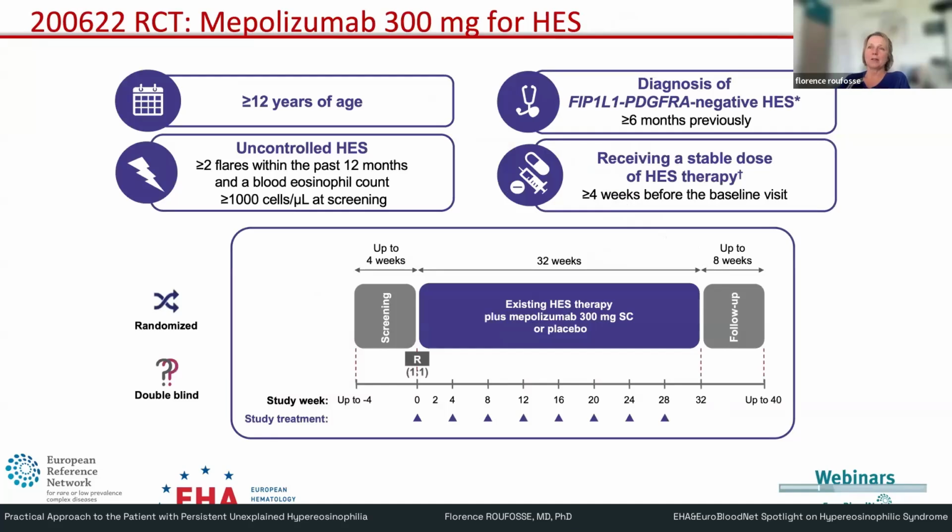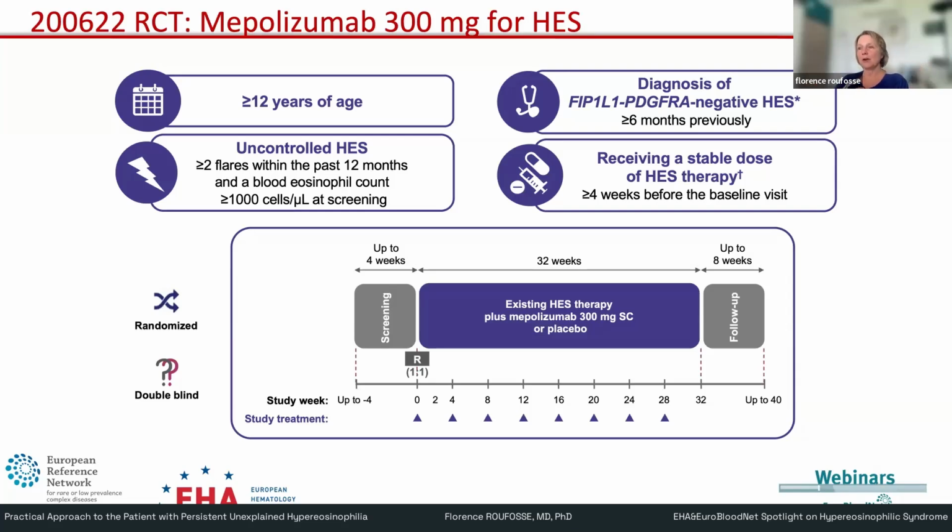So the only drug that has been approved so far that targets eosinophils for hypereosinophilic syndrome is mepolizumab. Mepolizumab is one of those anti-IL-5 monoclonal antibodies, and it was tested recently in a randomized clinical trial. This clinical trial enrolled patients who had uncontrolled disease. So they had to have more than 1,000 eosinophils per microliter at the screening visit, and they had to have had at least 2 flares within the 12 months before their enrollment. So that's active disease. Throughout the 32-week period during which this randomized controlled trial was conducted, their background therapy had to remain stable.